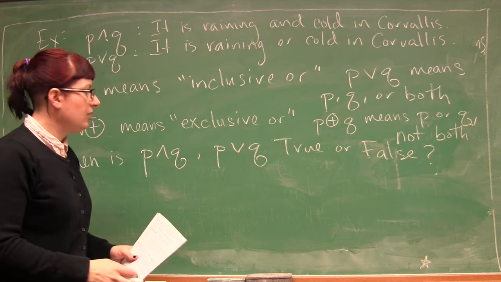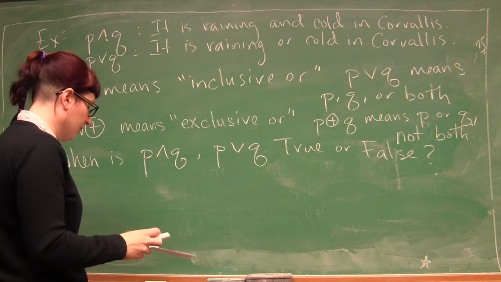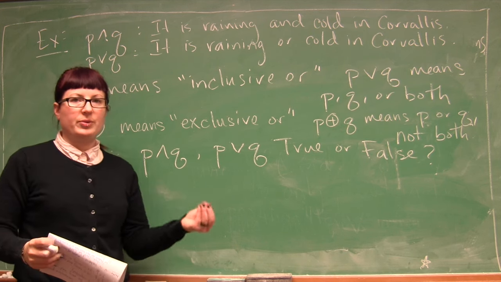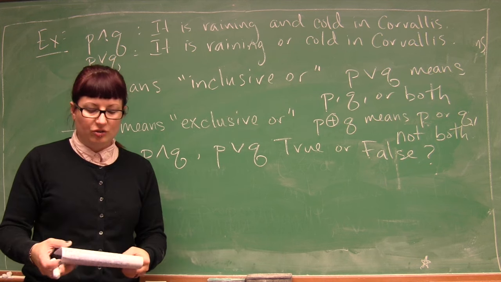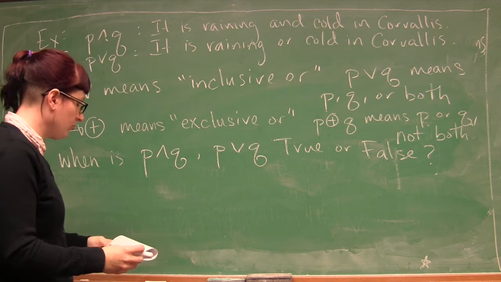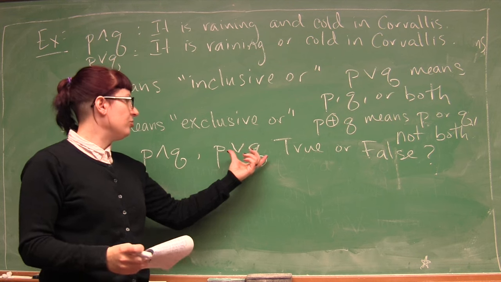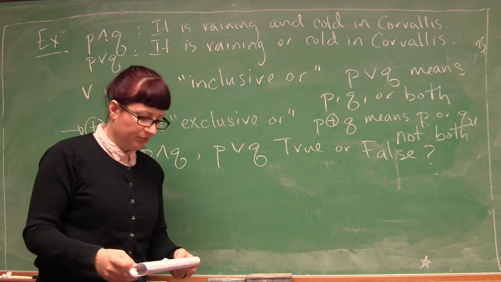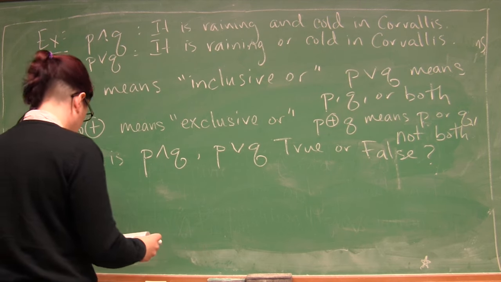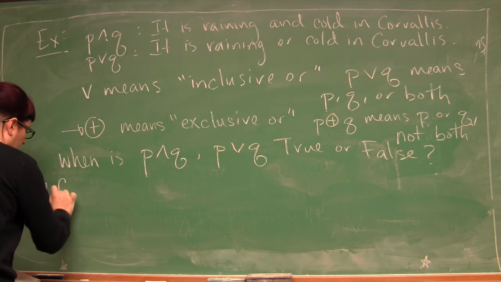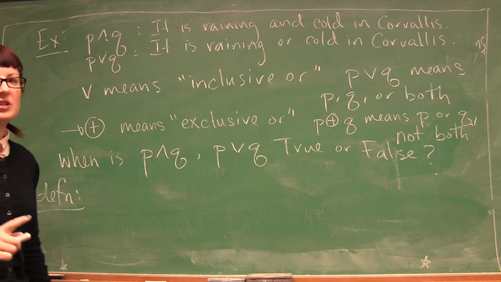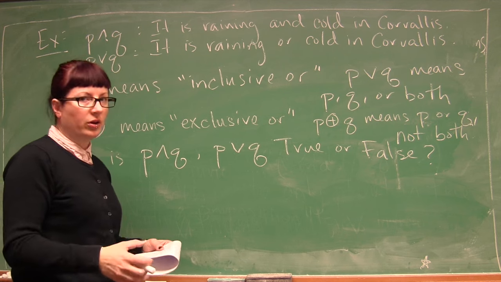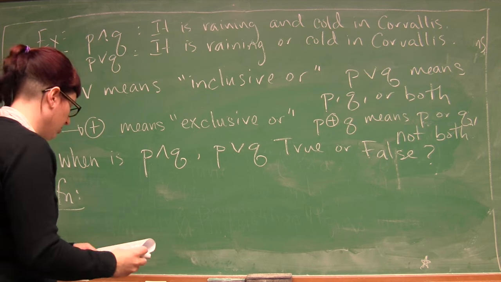We can catalog this in a table. P and Q should only be true if both P and Q are individually true. P or Q should be true if either P or Q or both are individually true. So we'll catalog this in a truth table. We'll call this a definition because this is defining the truth value for P and Q, or Q, depending on the truth values of P and Q individually.